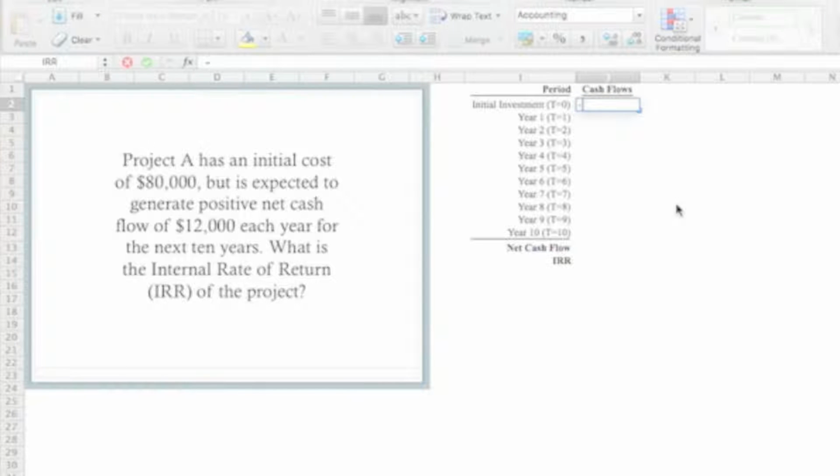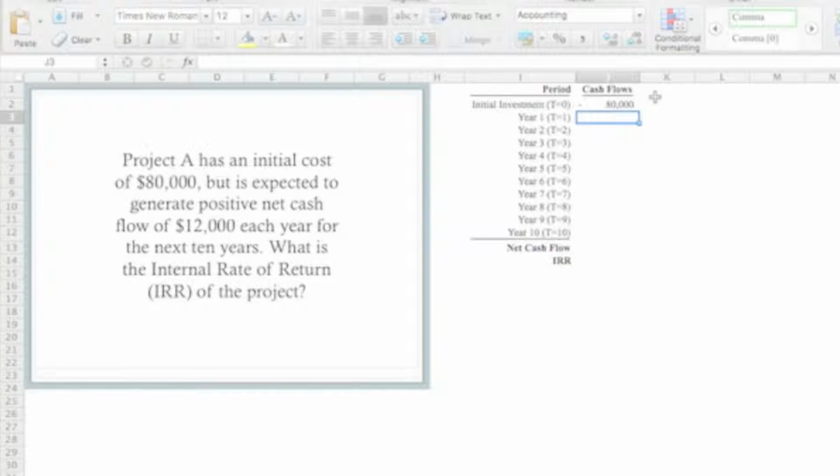So we'll enter in negative $80,000. And make sure that is negative. That's how Excel knows that this is the initial investment. This is a cash outflow. So you'll definitely need that negative sign.